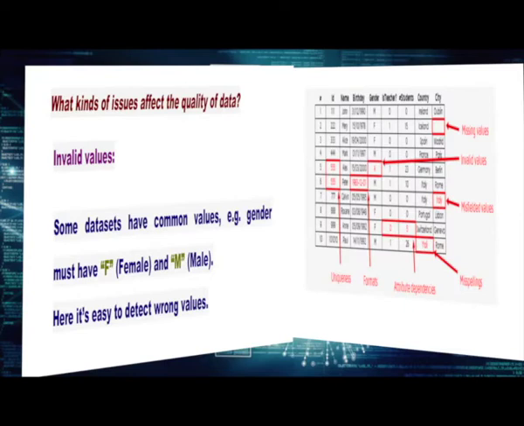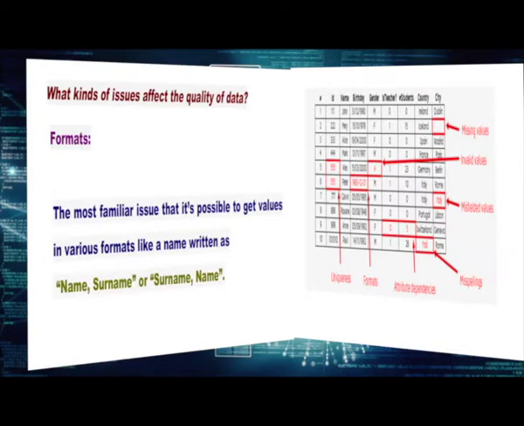What kind of issues affect the quality of data? First one, invalid values. Some data sets have common values. Example, gender must have F for female and M for male. Here it is easy to detect wrong values. Second one, formats. The most familiar issue is that it's possible to get values in various formats, like a name written as name, surname or surname, name.